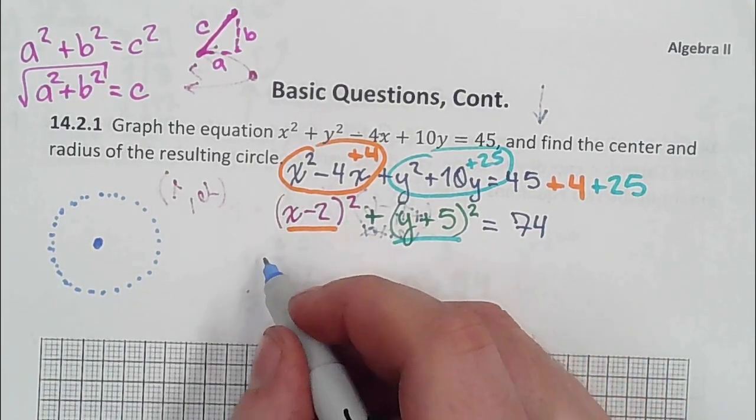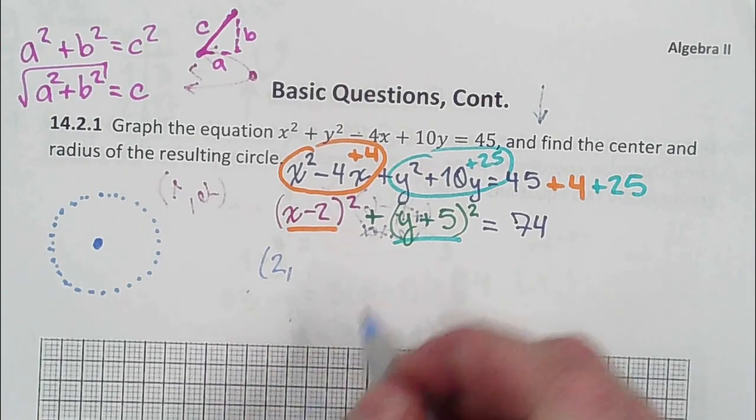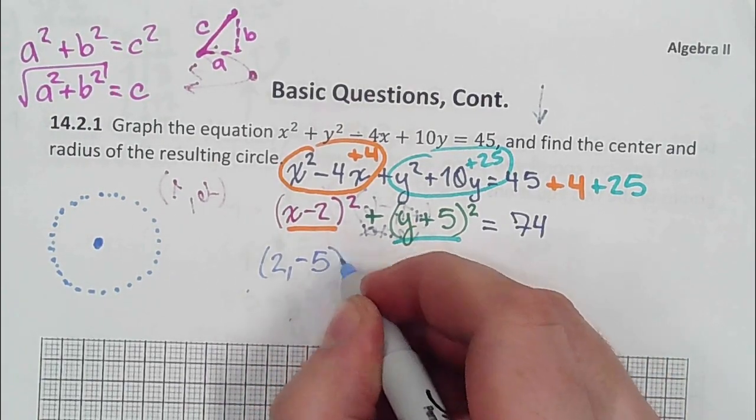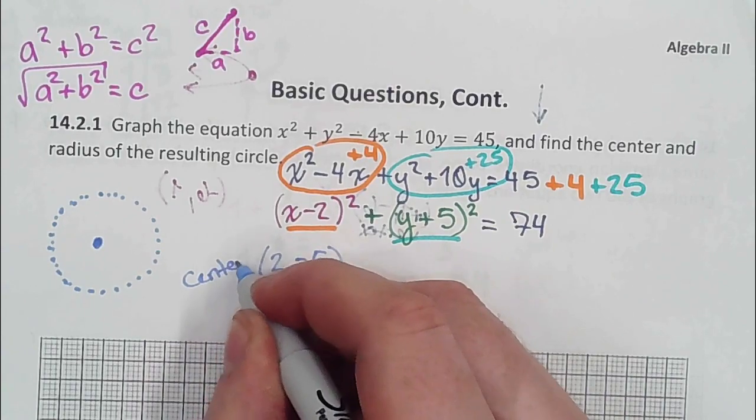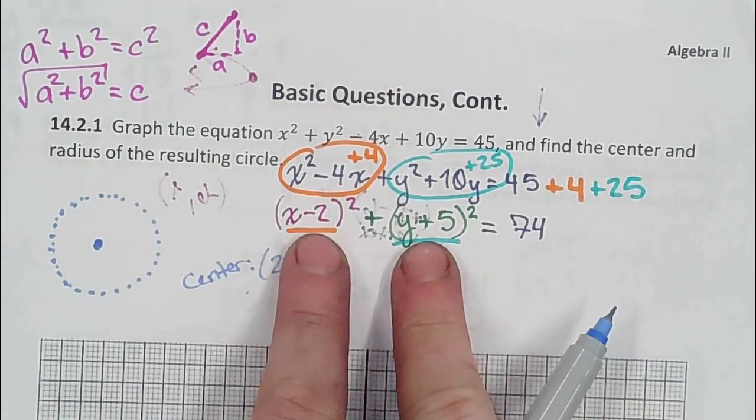So when is this going to be 0? When x is 2. And when will this be 0? When y is negative 5. This will be our center. If you were to plug those values in for x and y, you get 0 here.